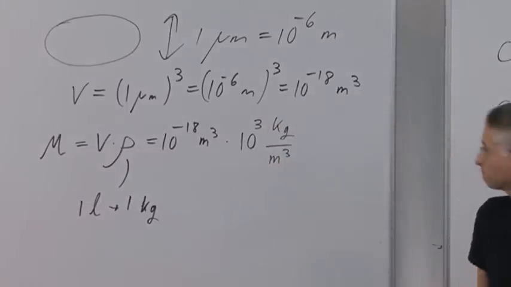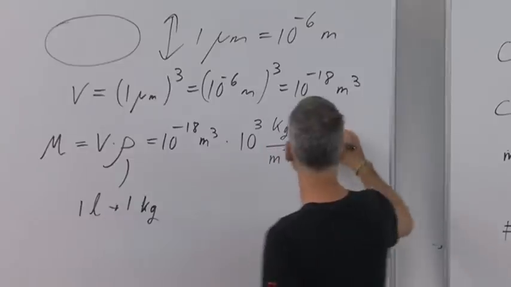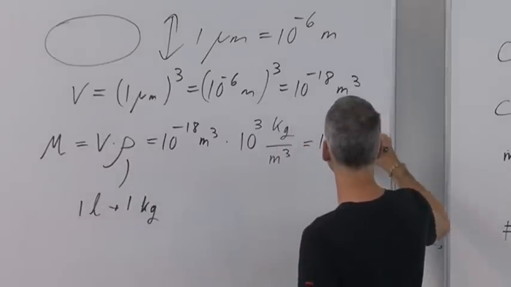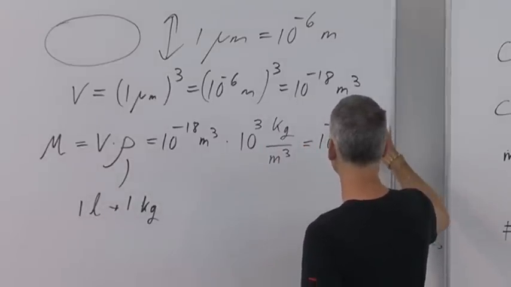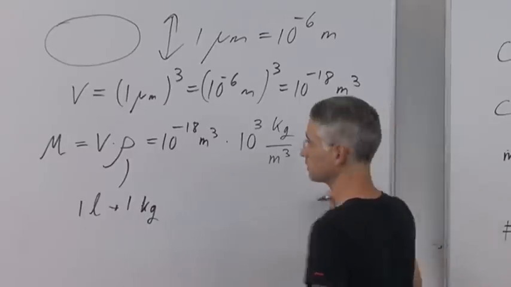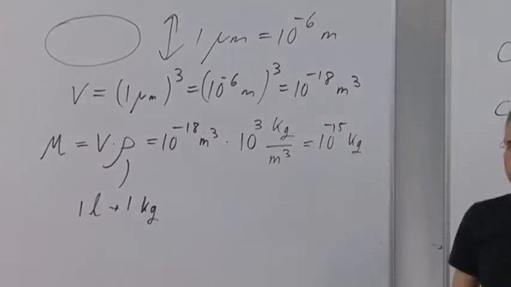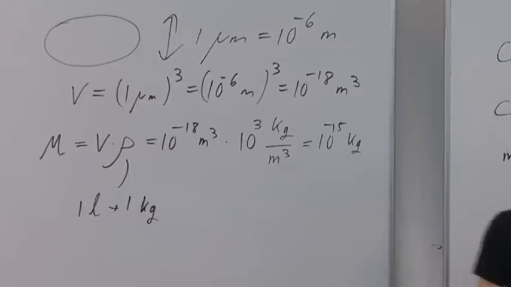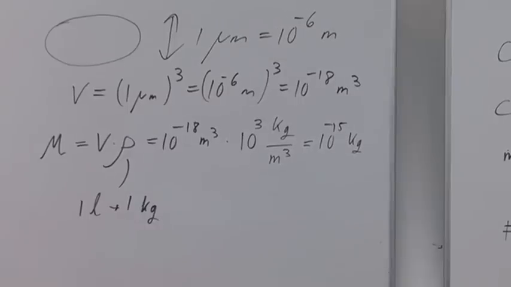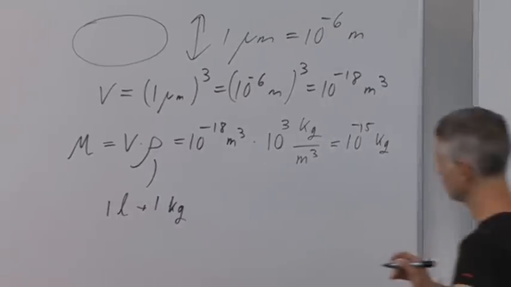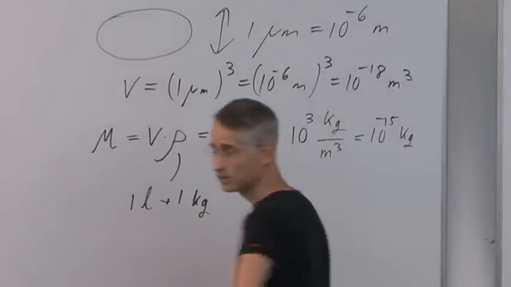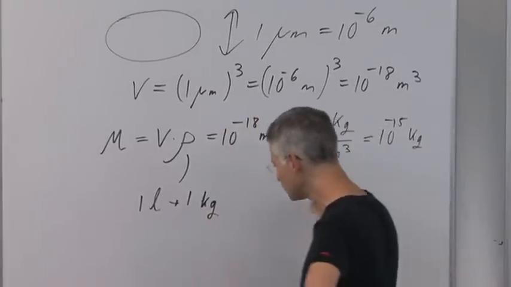Okay? So that gives me 10 to the minus 15 kilograms, okay, for the cell. Okay, is there a more concise way of saying it? For that, there are all these funny names, right? So kilogram is 1,000 grams, right? So quickly, let's go through them.